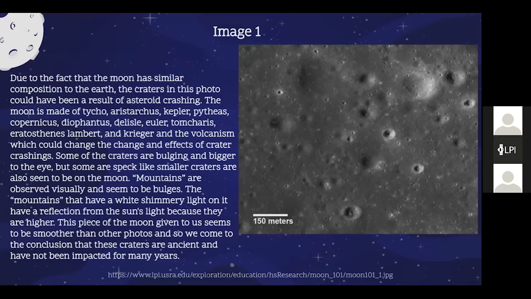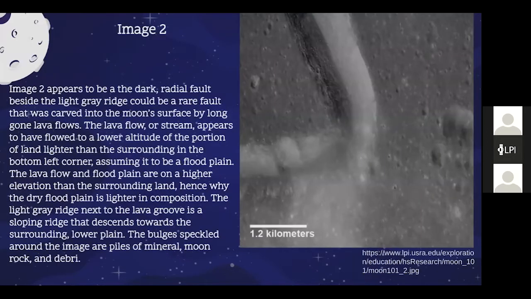And with the second image, as with the first image, it always seems to be smoothed out, though I think that might just be because we're looking down from a bird's eye view. Image two appears to be a dark radial fault. Along this line, the lighter gray area right along the dark fault is a ridge of moon debris and dust that has built up. That was kind of hard to see at first.